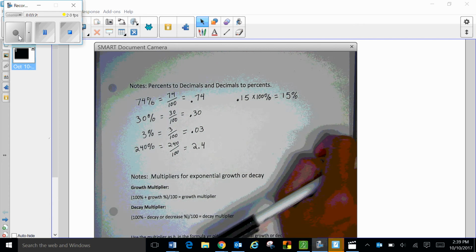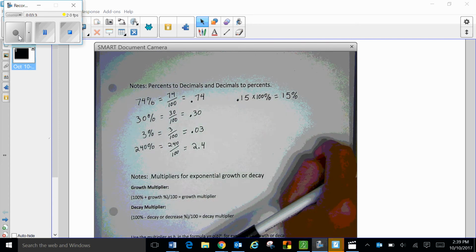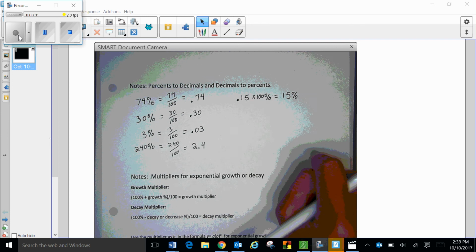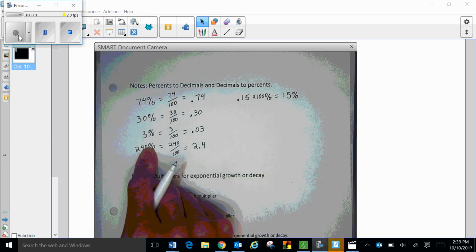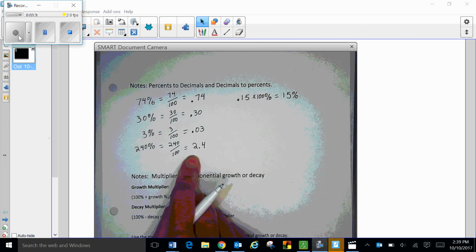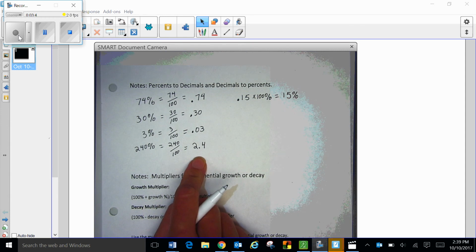Now, anytime you want to work mathematically with percents, you want them as decimals. So that's why if you're given a percent, you need to know how to change it to a decimal. Don't multiply by a percent at all until you've changed it to a decimal. Now, you can add 2 percents together if they're both already percents, but never multiply unless you've already changed it to a decimal.